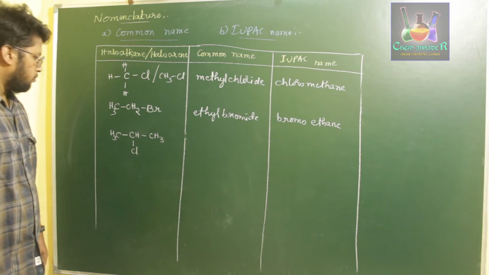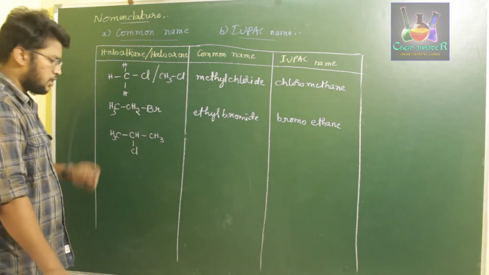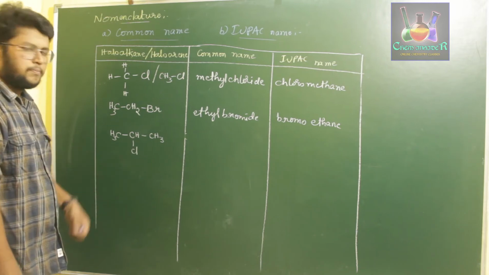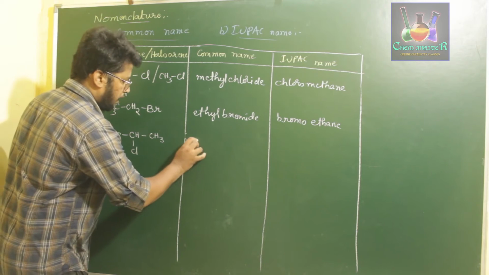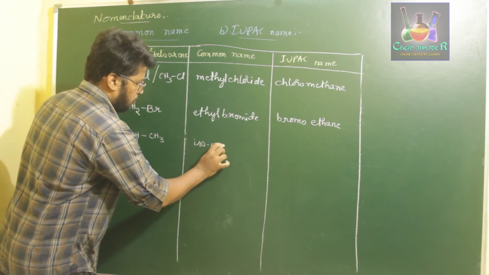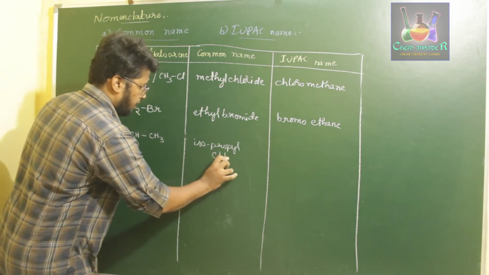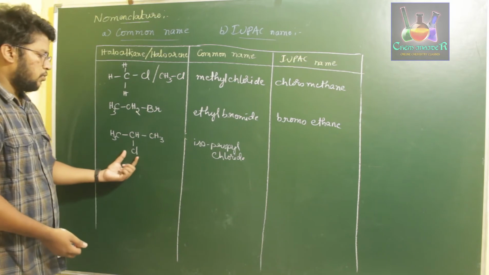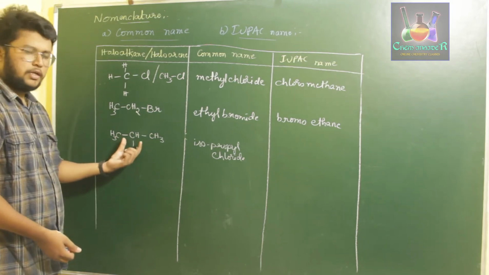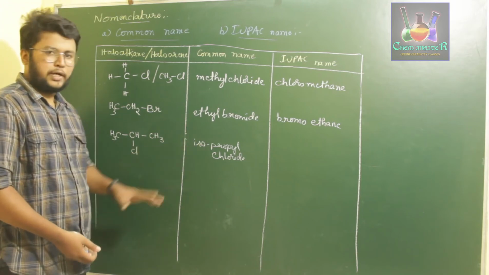So this is our compound, CH3, CH, CH3, and we have a Cl. Now this compound in common name is called isopropyl halide. Since chlorine is chloride, it is isopropyl chloride. That is, if the chlorine group is present on the center carbon atom, which is symmetric on both sides, then it is called isopropyl chloride.